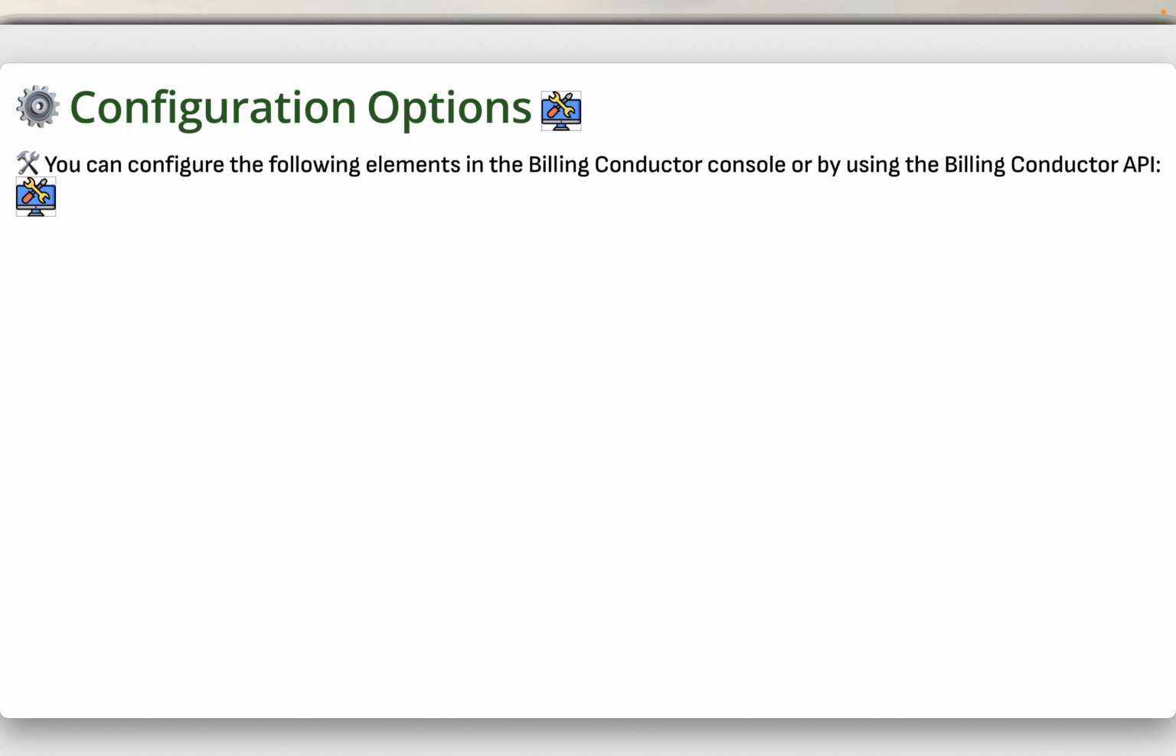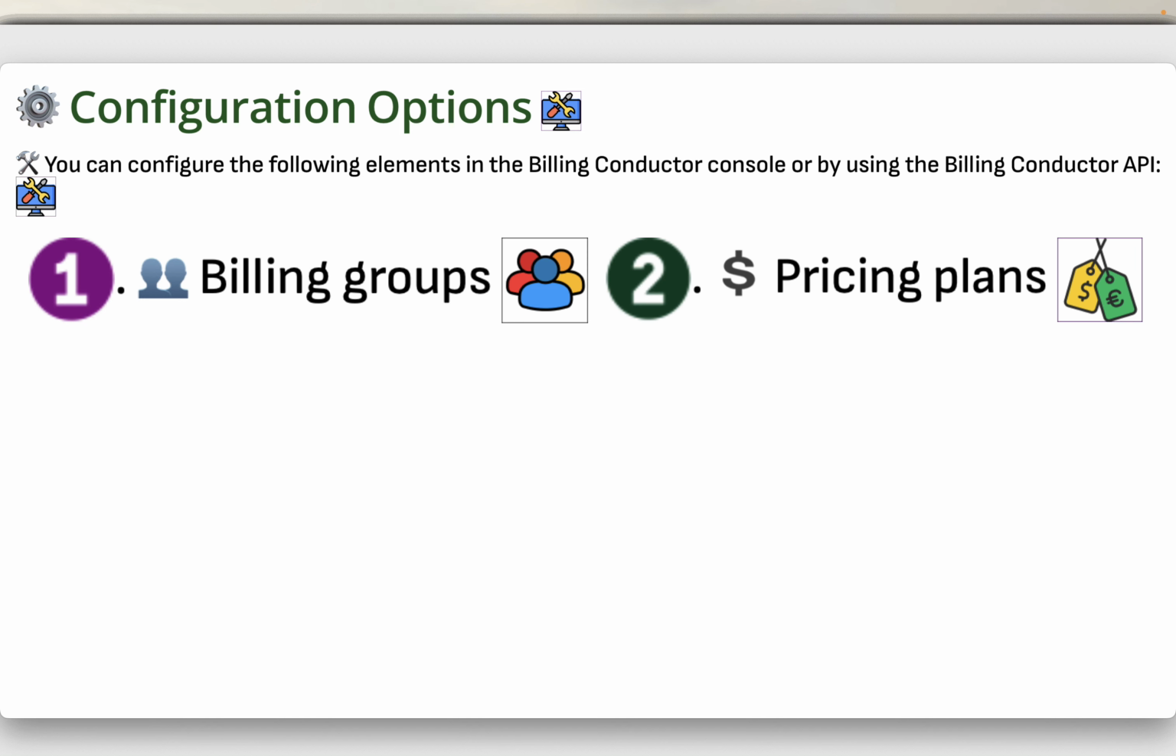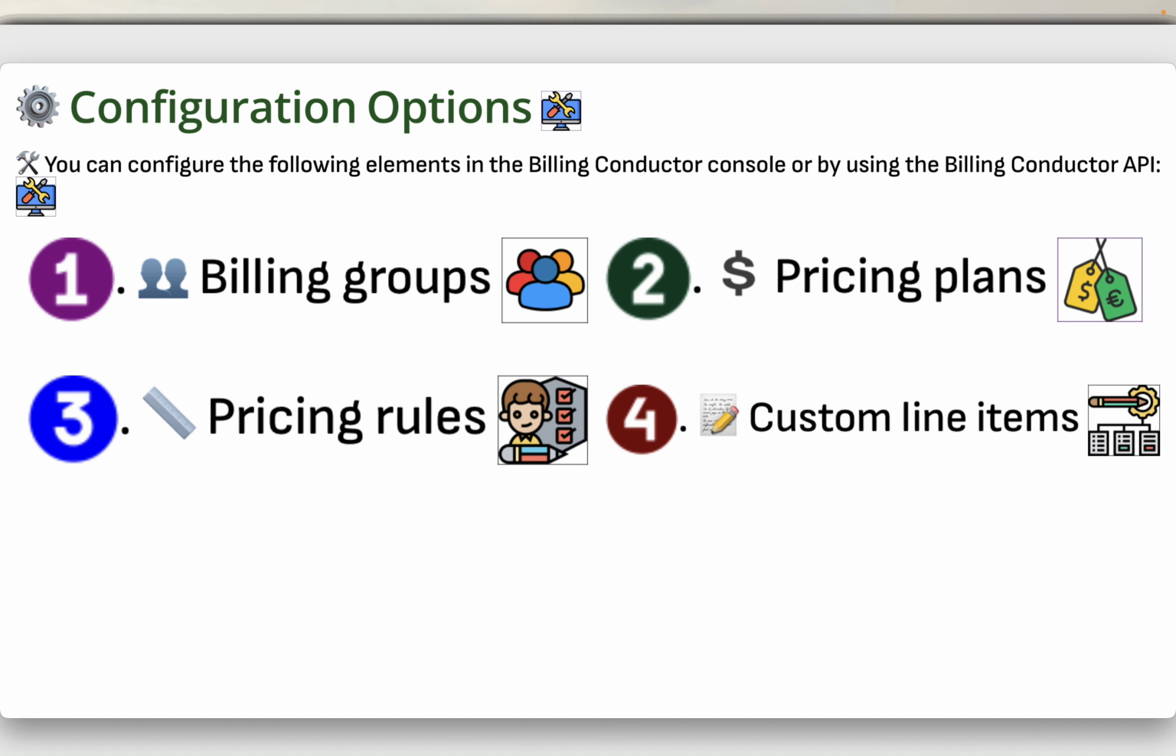So, some configuration options. You can configure the following elements in the Billing Conductor console or by using the Billing Conductor API. First, billing groups. Second, pricing plans. So these are custom pricing plans. You can use the default pricing which AWS offers, or you can talk with your customers. Because you will be a reseller or a marketplace channel partner, you can come up with your own custom pricing plans. Then pricing rules and custom line items.